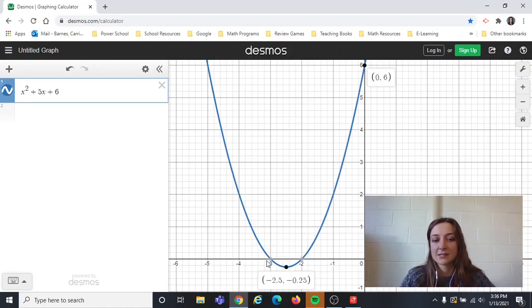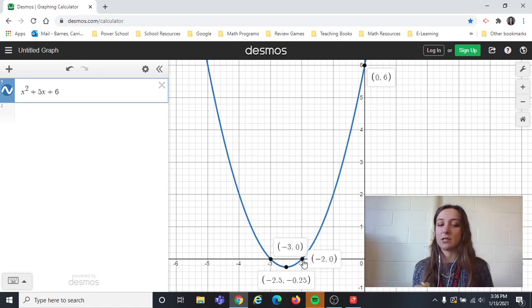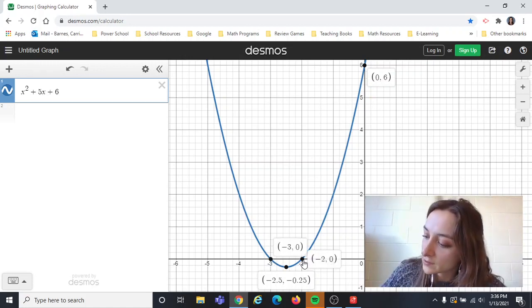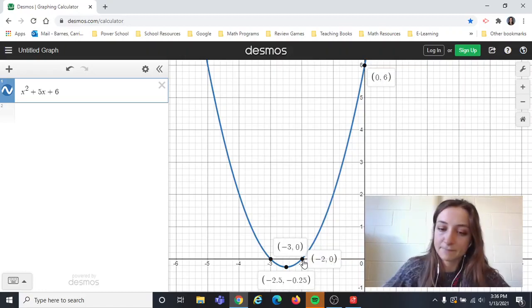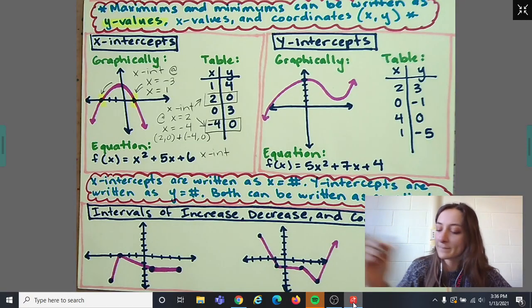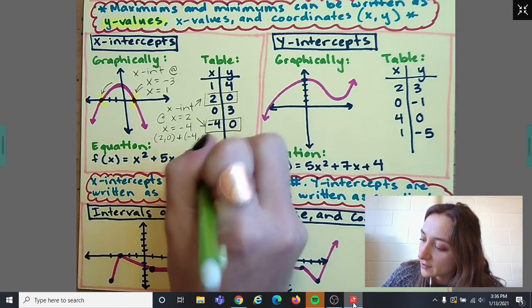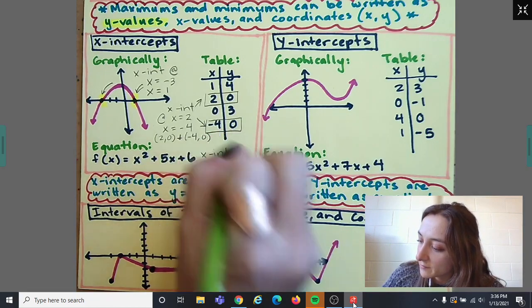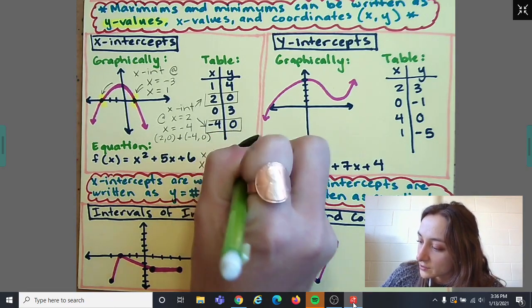So our x-axis is crossing at -3 and -2. So these are going to be our x-intercepts. So the x-intercepts are at x equals -3 and x equals -2.